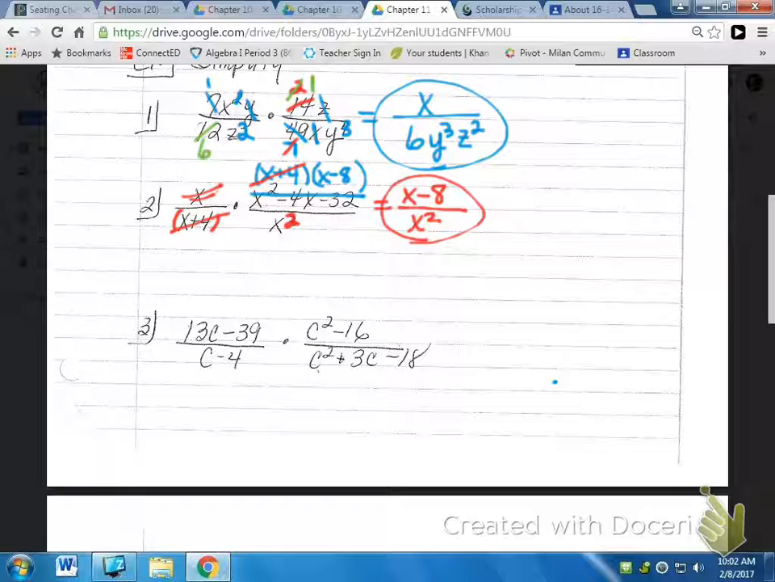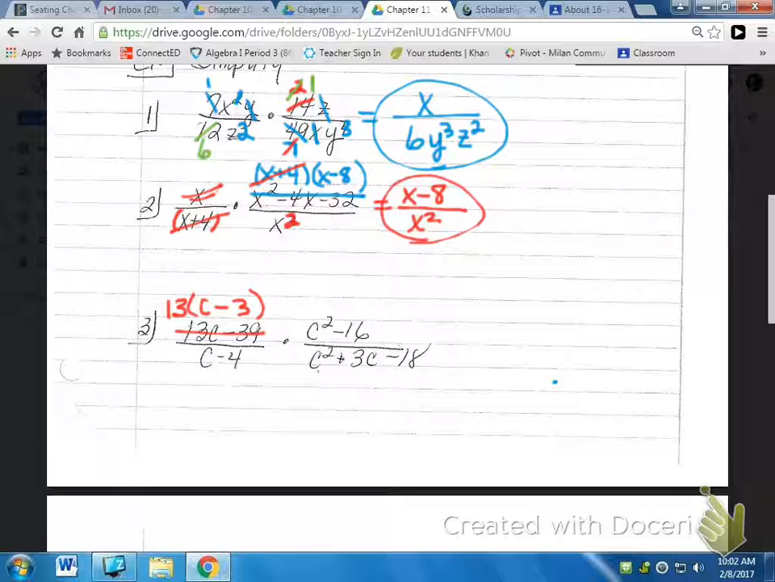Okay, example 3. Ben, you going to try it then? Or no? Yeah? 13c minus 39. Anything cancel out of that or factor out of that? Yeah. So I'm going to factor out a 13. And in parentheses, what would be left? C minus 3. So that is no longer 13c minus 39. It's 13 times the quantity, c minus 3. We good with that? Okay.